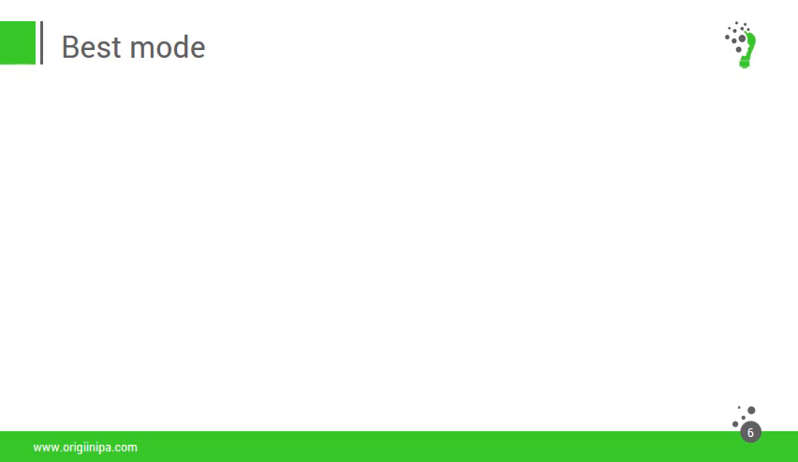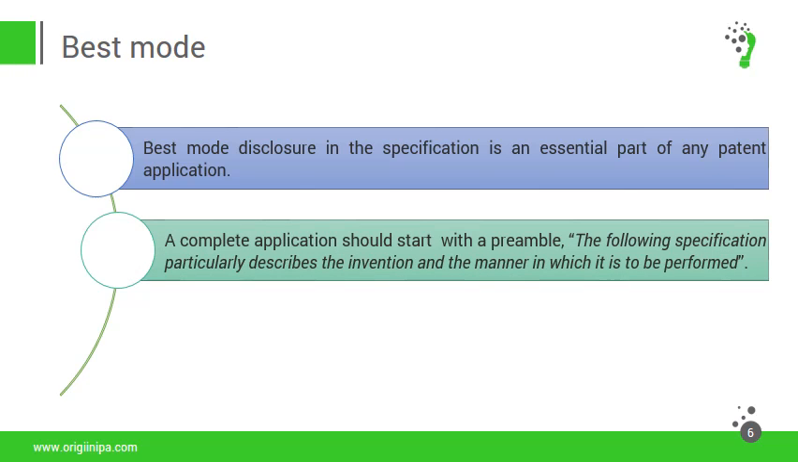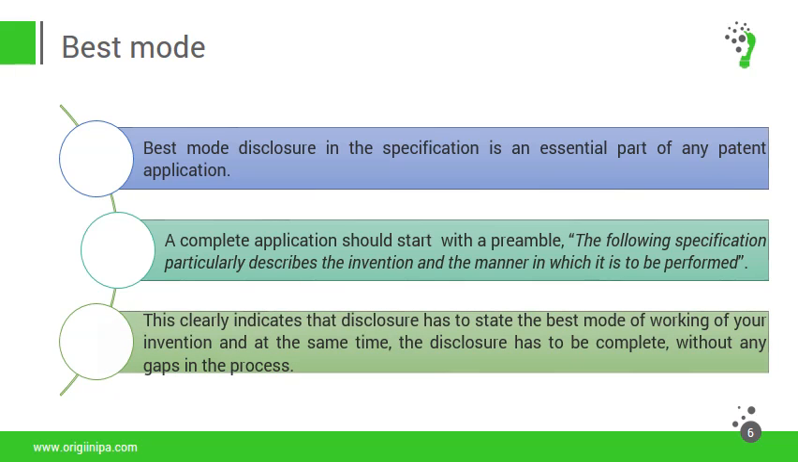Disclosure of best mode of working the invention in the specification is an essential part of any patent application. A complete application should start with a preamble: the following specification particularly describes the invention and the manner in which it is to be performed. This clearly indicates that the inventor has to describe the best mode of working of the invention, and at the same time, the disclosure has to be complete without any gaps in the process.